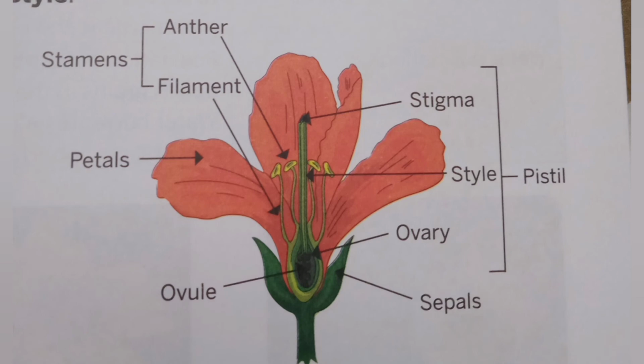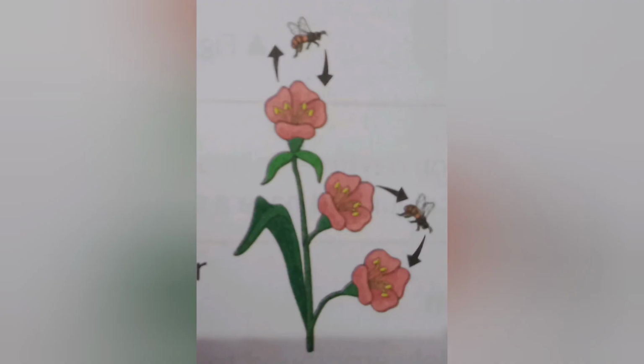In self-pollination, a bisexual plant is needed. That is the main thing, that a bisexual plant should be there, but in cross-pollination it can be either a bisexual plant or a unisexual plant. So first we will read about self-pollination. Self-pollination occurs when pollen from one flower pollinates the same flower or another flower of the same plant.